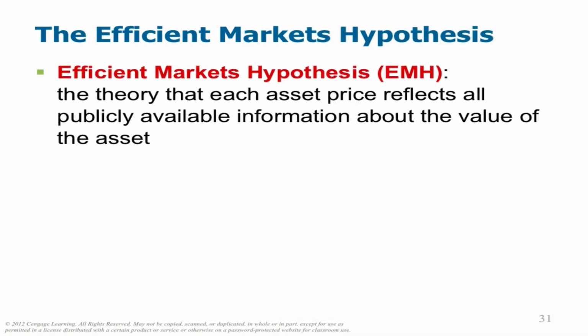So the efficient market hypothesis tells us that the asset price, the value of the share of the stock, should reflect all of the publicly available information. Here's the thing, folks. Not all information about a stock is required to be made public. Companies are allowed to keep secrets. Yes. Secrets. I don't like that.